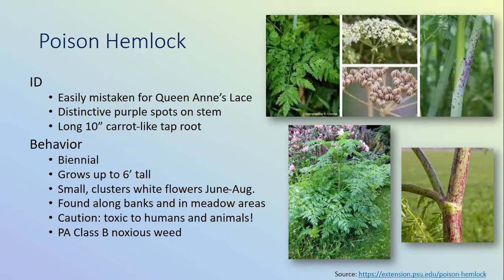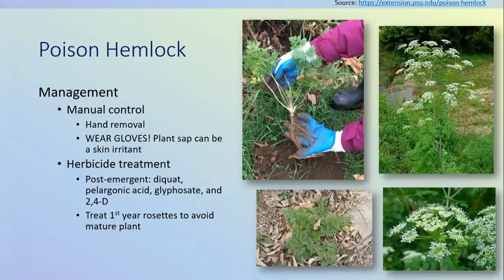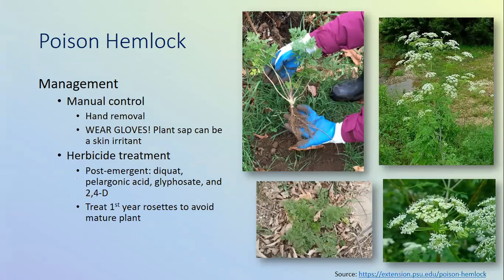And of course, it is a Class B noxious weed in the state of Pennsylvania. So you can manually control these by just pulling them and removing them. They're pretty easy to remove. However, you're definitely going to want to wear protective gear when you are touching these. The sap, especially that comes out of the carrot-type root, can be a skin irritant. And in no way do you want to consume this because, like I said, it's very toxic and potentially deadly.